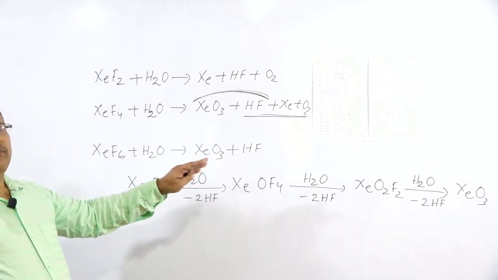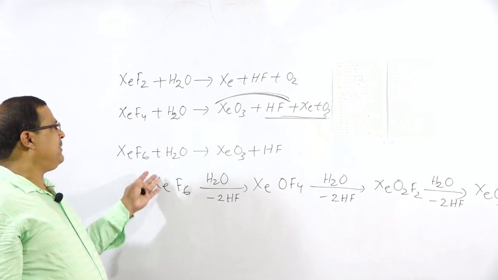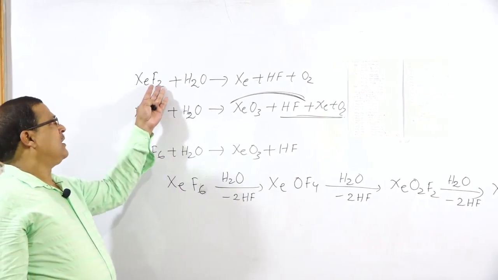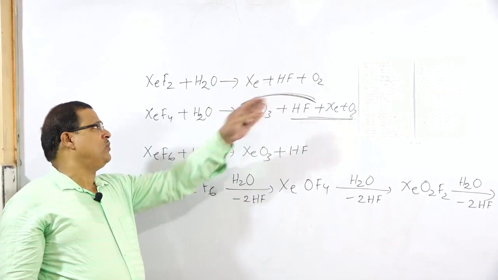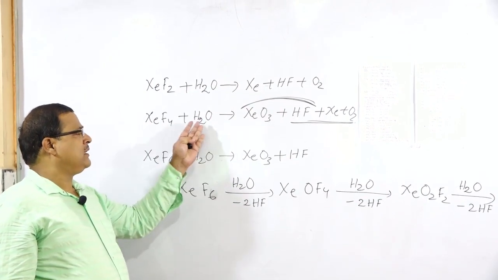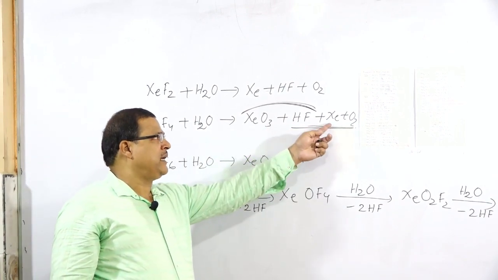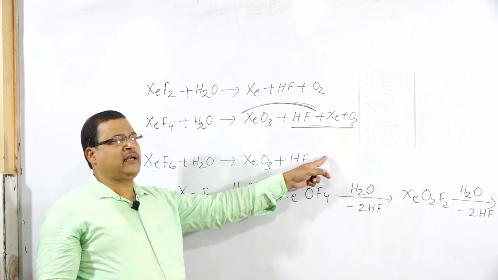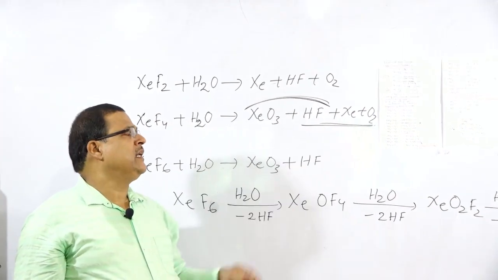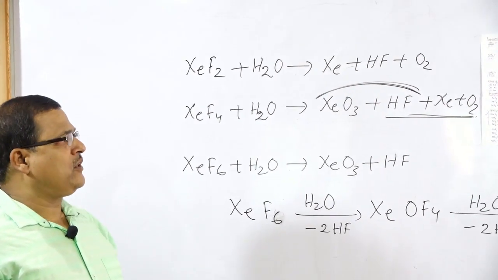This is a very, very important reaction of xenon fluoride compounds, because they give different products under hydrolysis: xenon difluoride gives xenon, HF and O2, xenon tetrafluoride is hydrolyzed to form XeO3, HF, Xe and O2, but in this case there is no such release of oxygen. So these are the different hydrolysis products of xenon fluoride compounds.